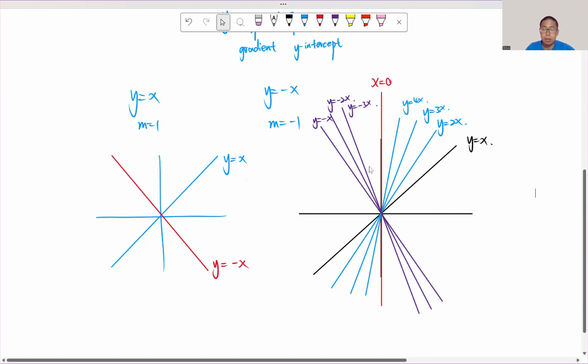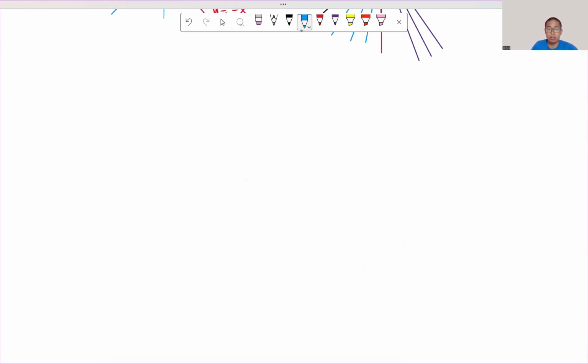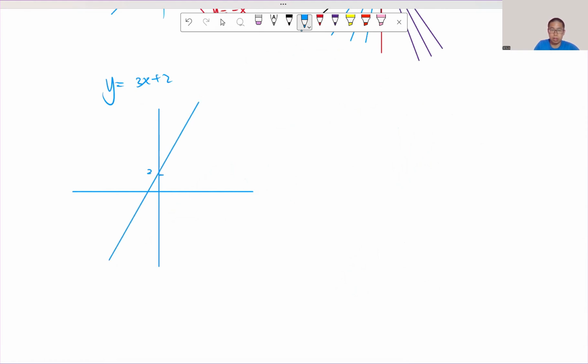Let me show you a bit more examples for graph sketching. If we want to sketch y = 3x + 2, we know +2 is the y-intercept, so it should start from somewhere like this. And then the gradient is 3, so it has to be positive and increasing. So it should look something like this.